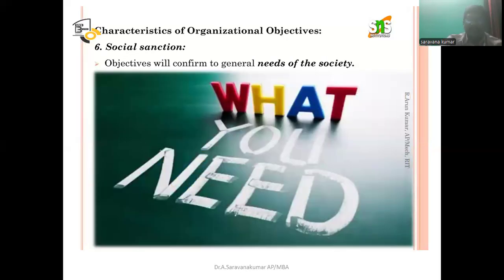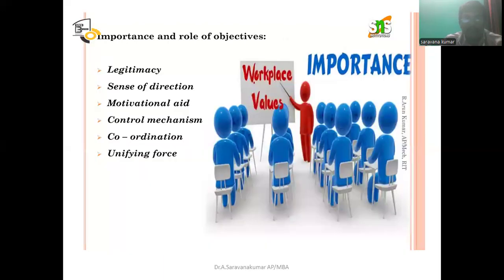Social sanction. It's nothing but in every organization, what you need and what you need for the society. So objectives will conform to the general needs of the society. Then what are the important roles of objectives? These are all the workplace values: legitimacy, sense of direction, motivation aid, control mechanism, coordination, and finally unifying force.